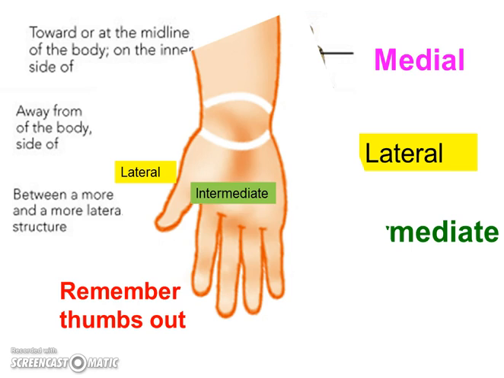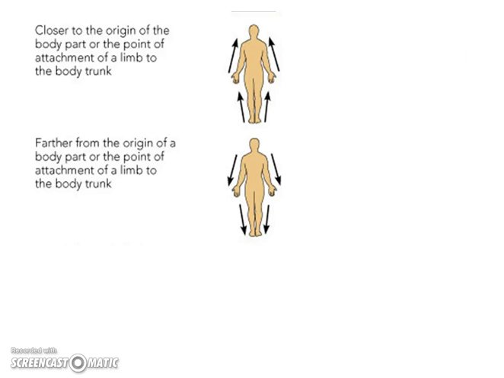The little finger would be medial, and three fingers in between, intermediate. So if you'll label that on your sheet, lateral, intermediate, and medial, and make sure you're using your colors: yellow, green, and pink. Let's go to two more opposites.